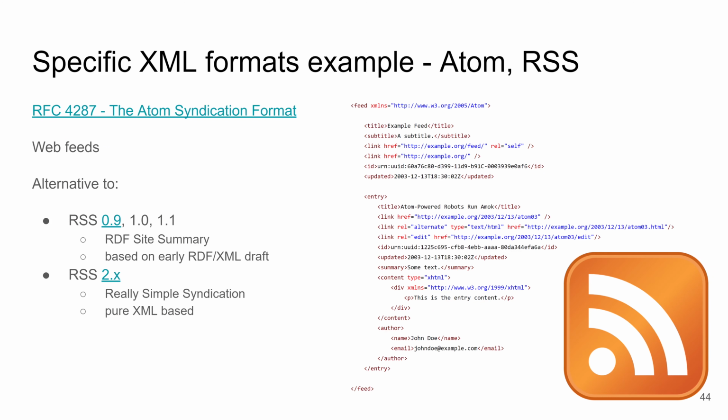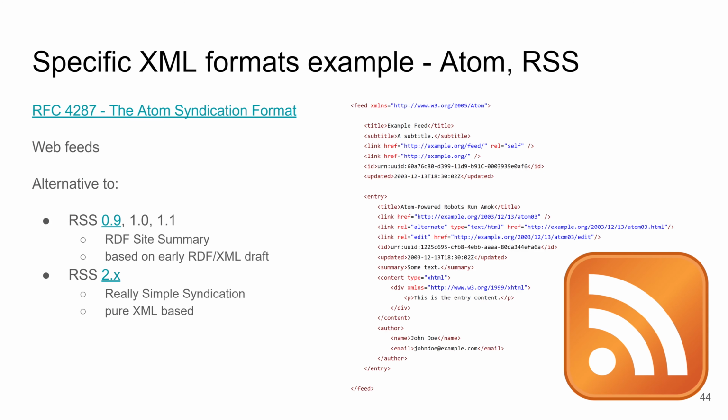And yet another example, and our final example for today, is Atom or RSS, which is the format used for news feeds on the web. So if you use an RSS reader, for instance, and you subscribe for reception of news from some website, the feed you receive is an XML file.